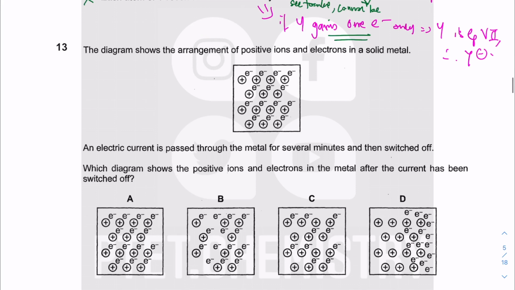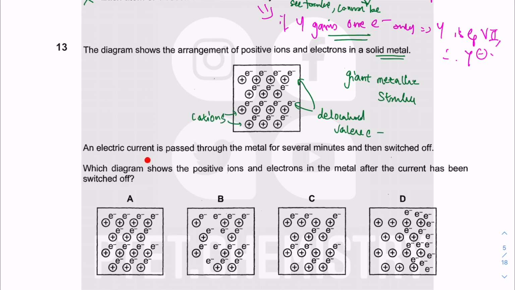Question 13 is to do with giant metallic structure. So when you have a giant metallic structure, you know you have cations, and you know you have a sea of delocalized valence electrons. Now you pass the electric current. Current is to do with the flow of electrons, as you will learn in the physics part of the O-level syllabus. In physics, current is defined as a flow of electrons. You pass it for several minutes and then you switch off.